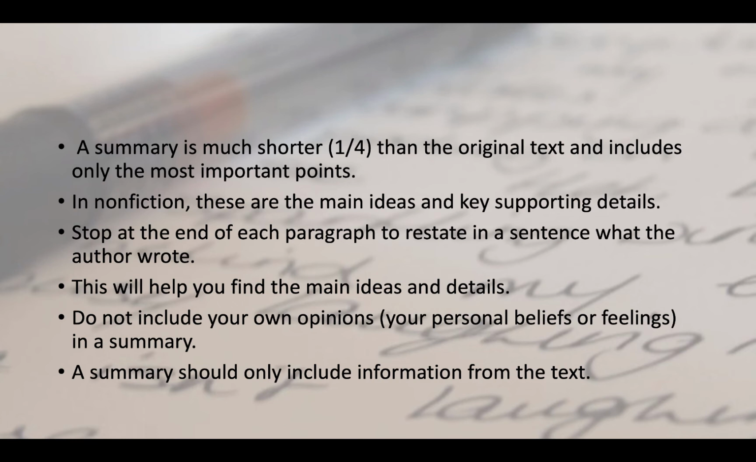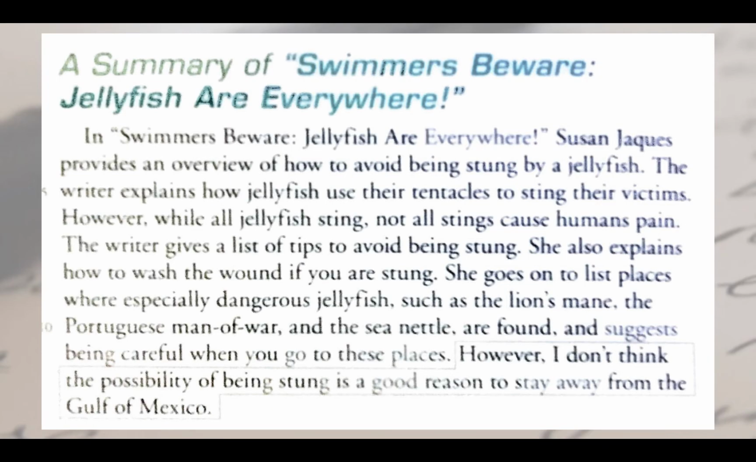In nonfiction, these are the main ideas and key supporting details. Stop at the end of each paragraph to restate in a sentence what the author wrote. This will help you find the main ideas and details. Do not include your own opinions, because your personal beliefs or feelings are inappropriate for a summary, because you're only concentrating on what that writer says, not what you think. A summary should only include the information from the text. So let's look at another example of a summary. A summary of Swimmers Beware, Jellyfish Are Everywhere. And that's the article we just looked at about jellyfish.